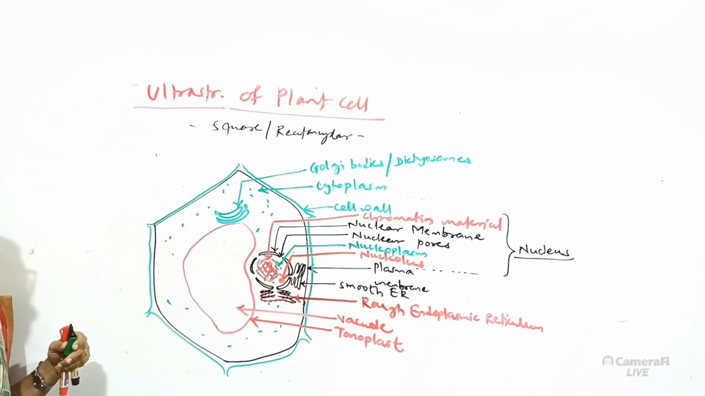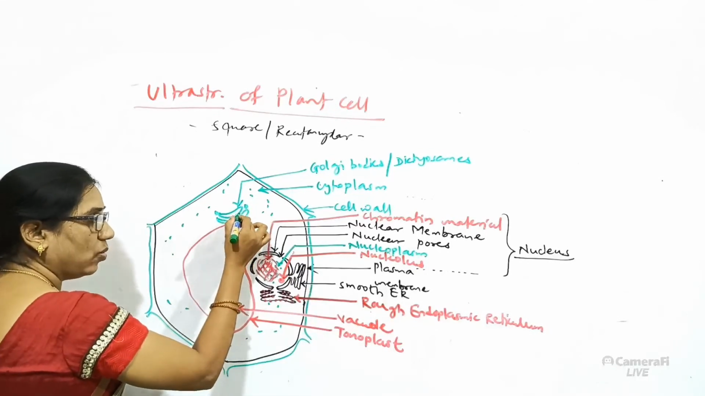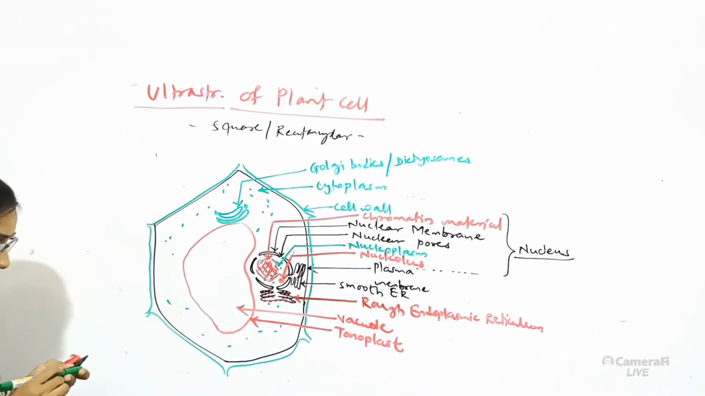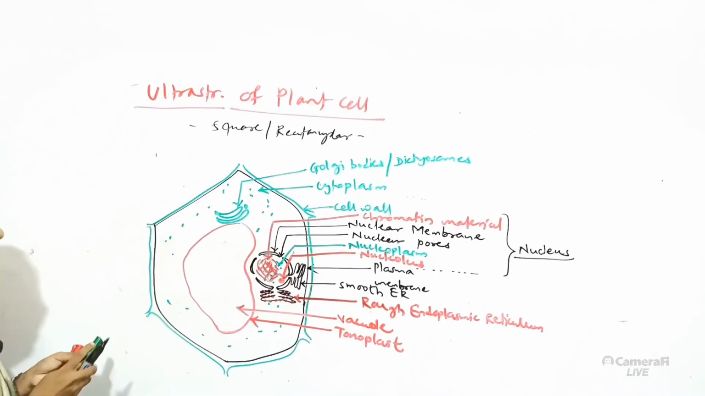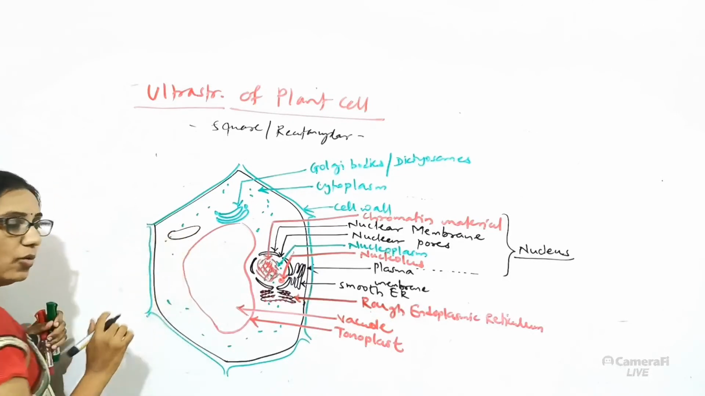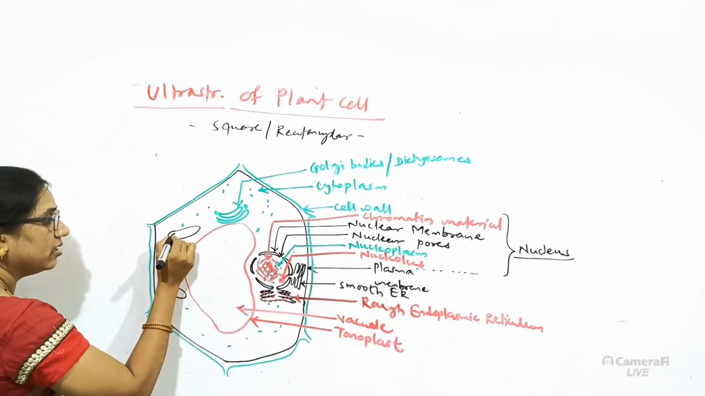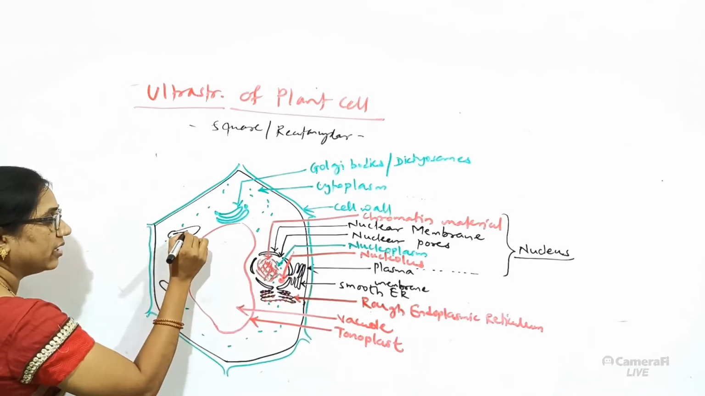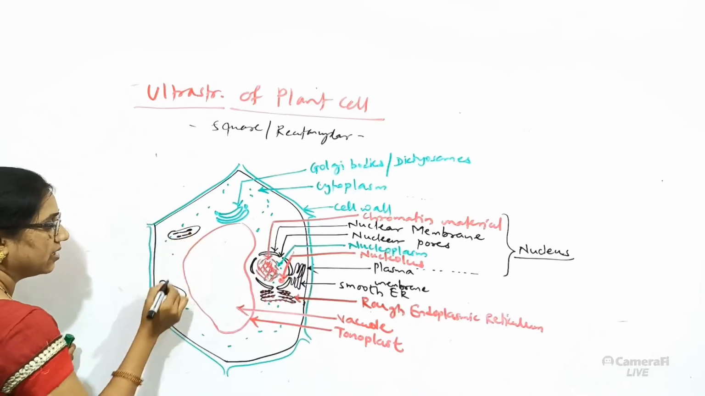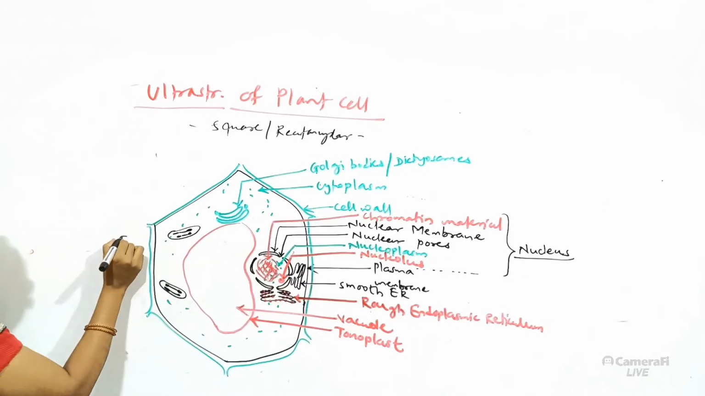These Golgi bodies are called dictyosomes. These are the bowl-like or cup-like structures. An important characteristic of the plant cell is the presence of plastids. What are plastids? These are the colored or pigment-containing cell organelles. Such pigment-containing cell organelles are called plastids.